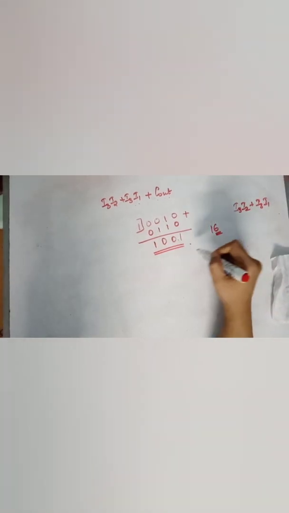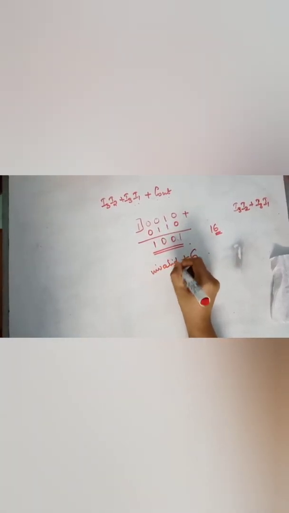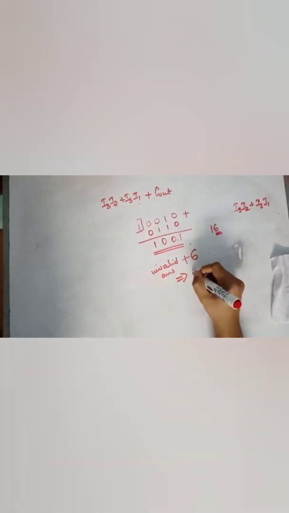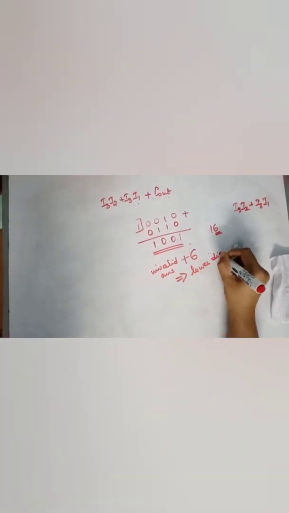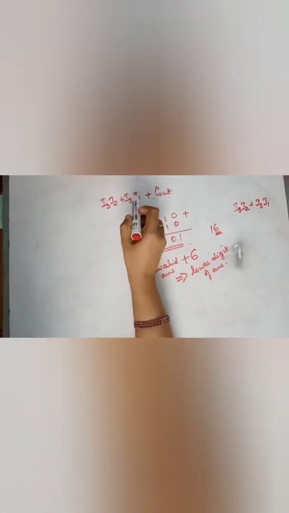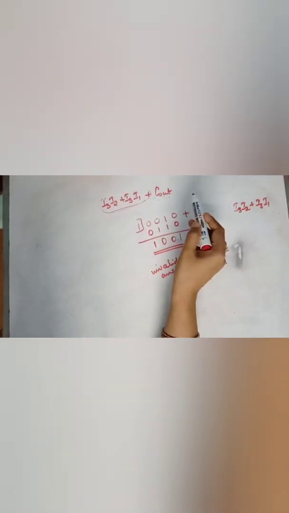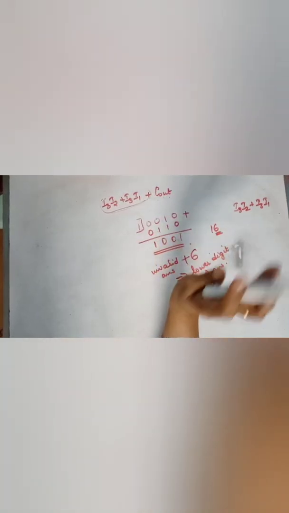Okay, so if you add 6 to an invalid answer, you will get the lower digit of the answer. That is the rule for BCD addition. If you have an invalid answer, then add 6 to it. Then you will get the lower digit of the answer. So how do you find out whether it is an invalid answer? If your answer makes this particular equation true, or if C out is equal to 1, then your answer is greater than 9. So in that case, add 6.